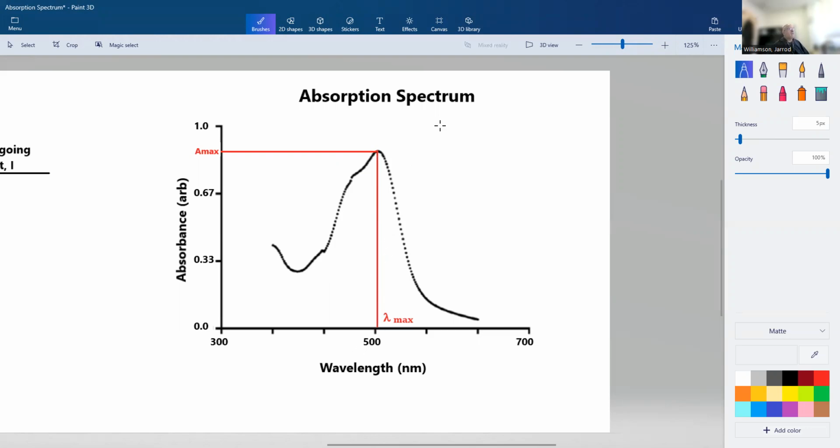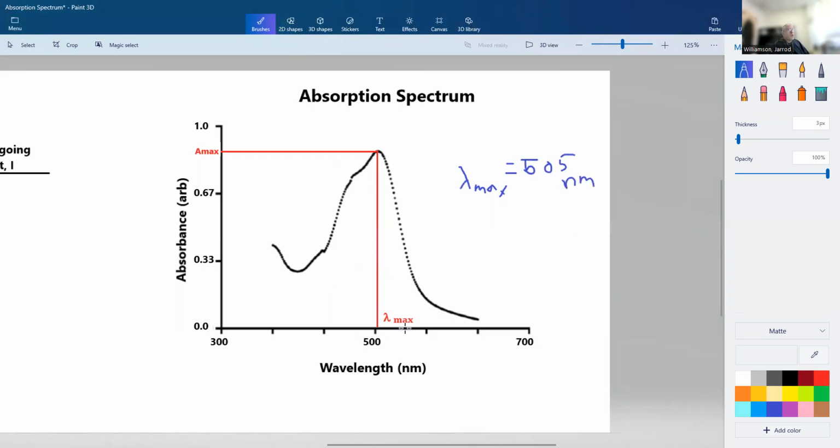If I'd made my graph bigger, I might get something like lambda max here. Right? I might get my lambda max is maybe 505 nanometers.